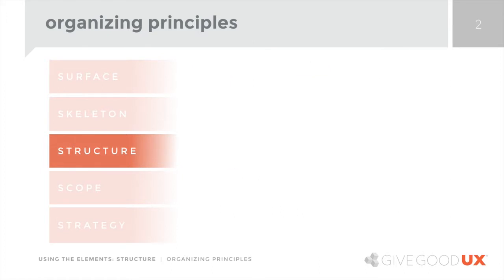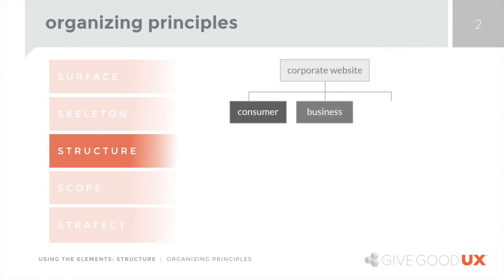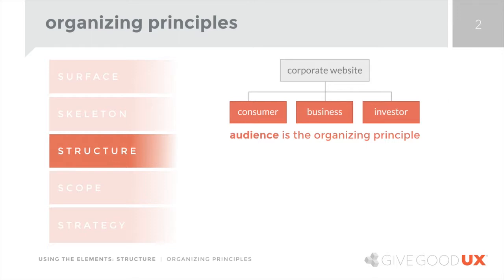By way of example, if we're building a corporate website, and we have three important categories that are very high up in the information chain, such as consumer, business, investor, then our audience is the organizing principle of the site. We're organizing information based on who the audience is.